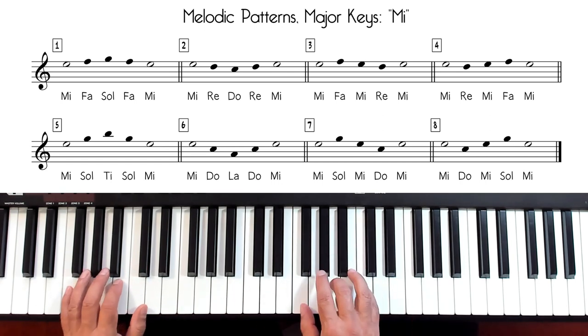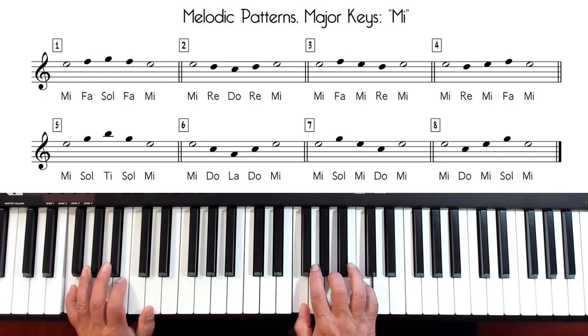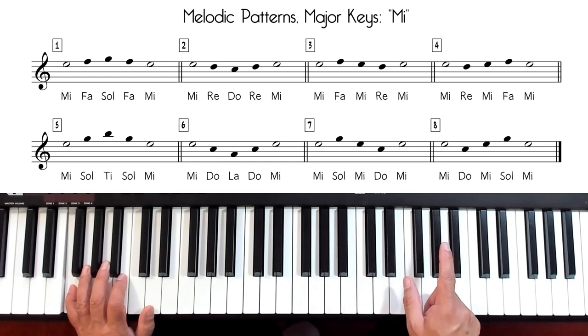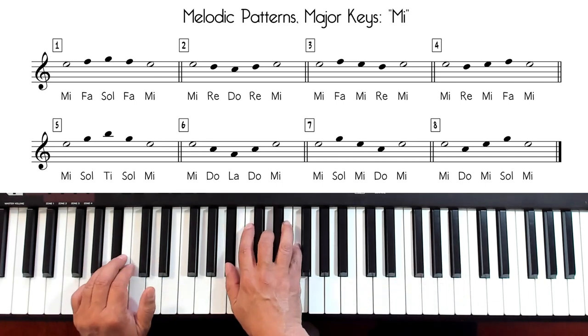Let's go to number seven: Mi, Sol, Mi, Do, Mi. And let's move on to number eight. Let's go to the key of B flat. I'm going to do Mi, Do, Mi, Sol, Mi.